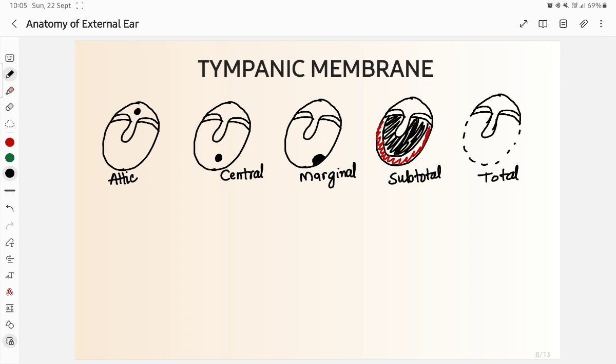Now, how to define the side of tympanic membrane? I'll draw two diagrams and look if the diagrams are correct or not. Okay. Then we will learn about how to determine the side of the tympanic membrane.